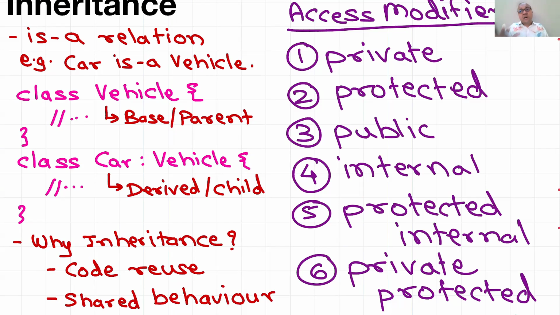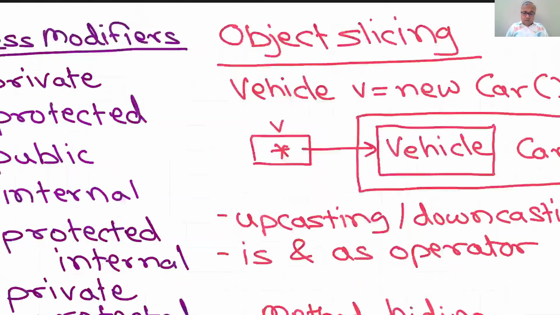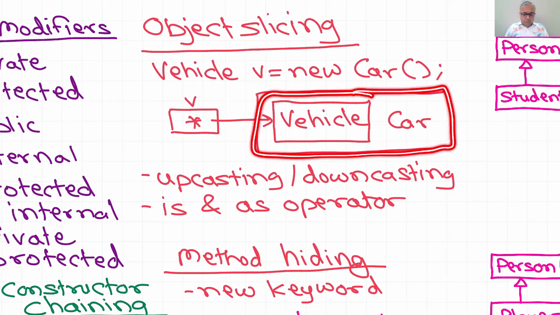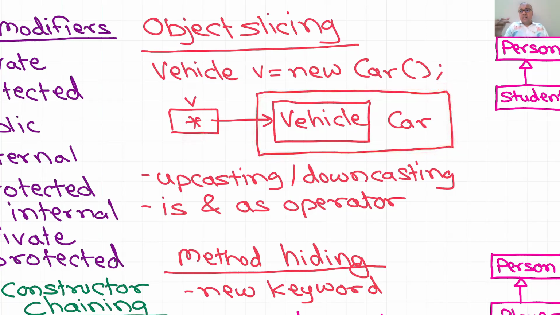This is very much allowed in our OOP programming languages, and that can be written as a vehicle reference V pointing to the new car object. Here the reference is of the base class, but the object is of the derived class. In other words, I am looking at the car object from the perspective of the vehicle, where I may not be interested in all the specialized features of the car, but I'm more interested in the features of the vehicle.